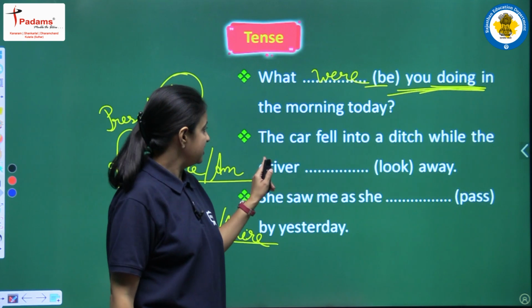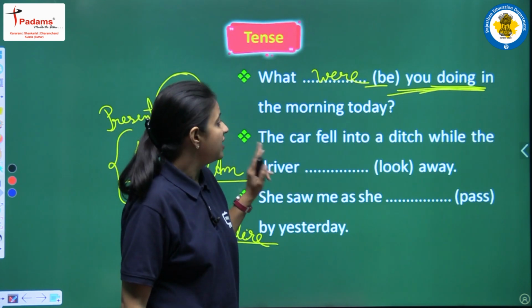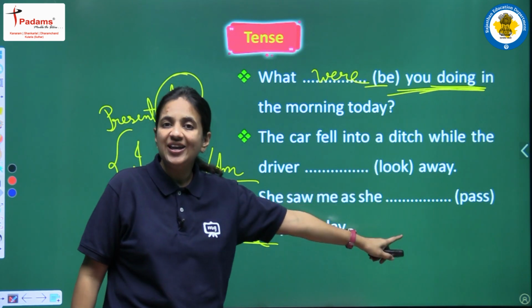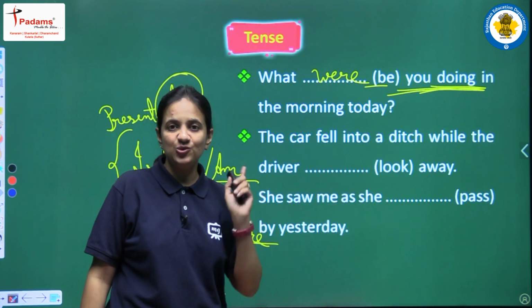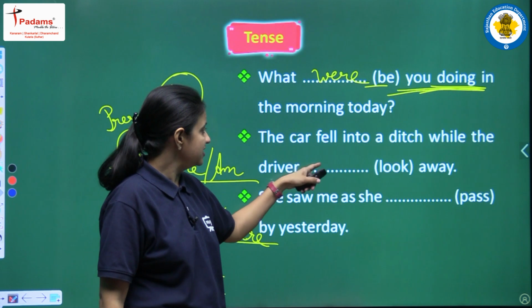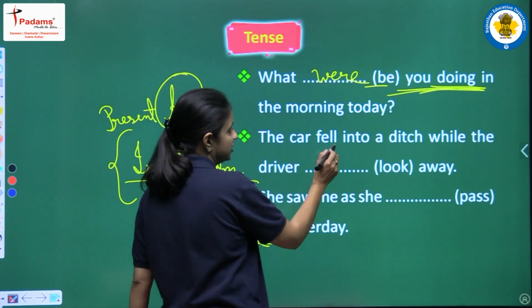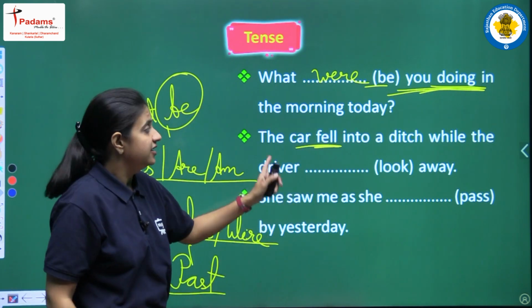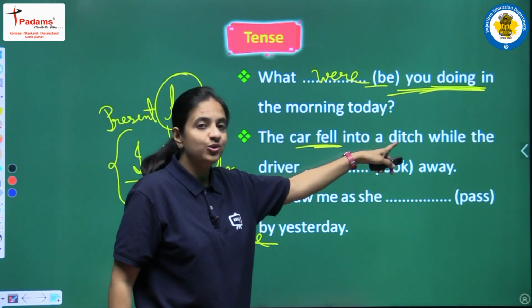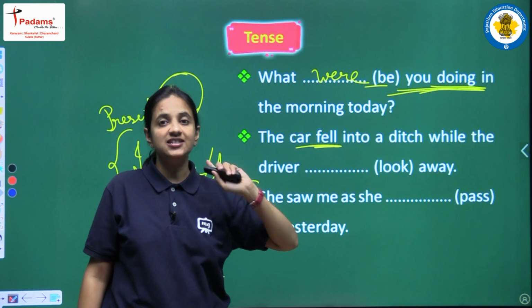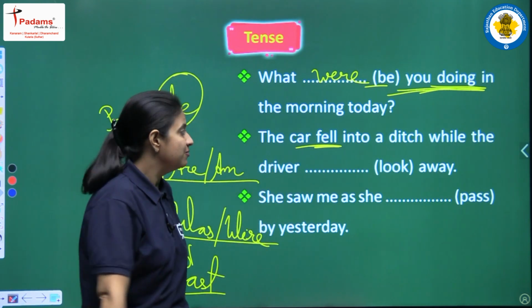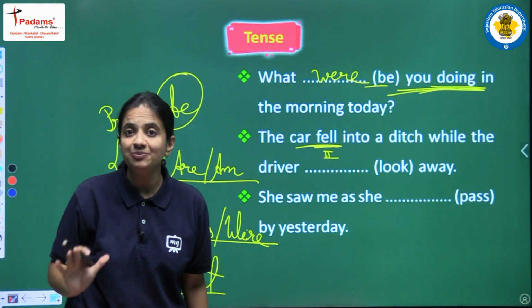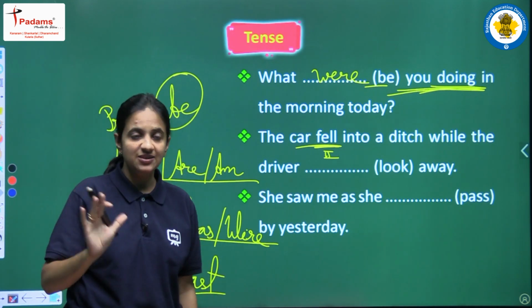Okay. Next example, the car fell into a ditch while the driver looked away. Okay, so in this sentence we are having 2 clauses. The first clause is the car fell into a ditch. So I am very much sure now you all know which tense is here in this clause. The car fell into a ditch. Yes, this is past simple tense. How can we say? Because we are having second form of the verb and we are having no helping verb here. So this is past simple tense.